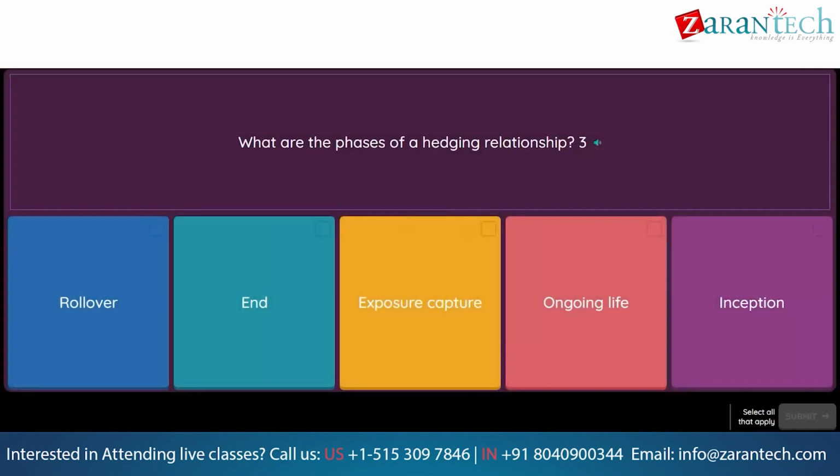Question, what are the phases of a hedging relationship? Option 1 rollover. Option 2 end. Option 3 exposure capture. Option 4 ongoing life. Option 5 inception.